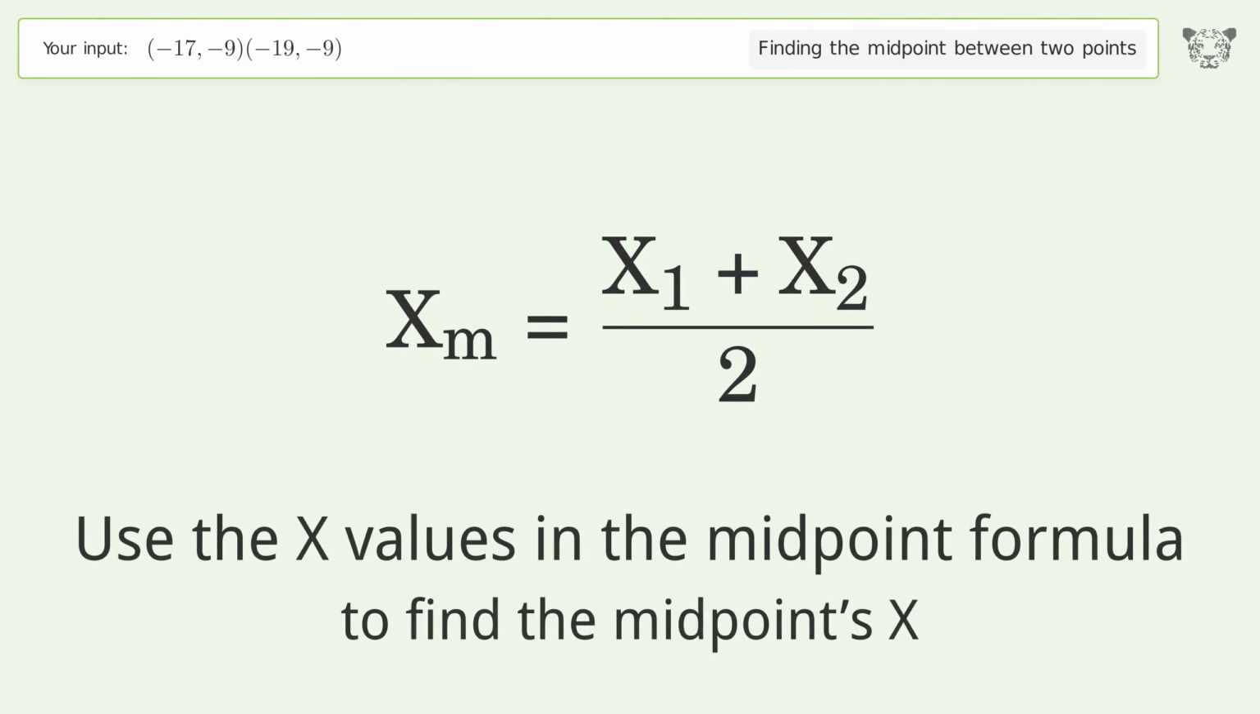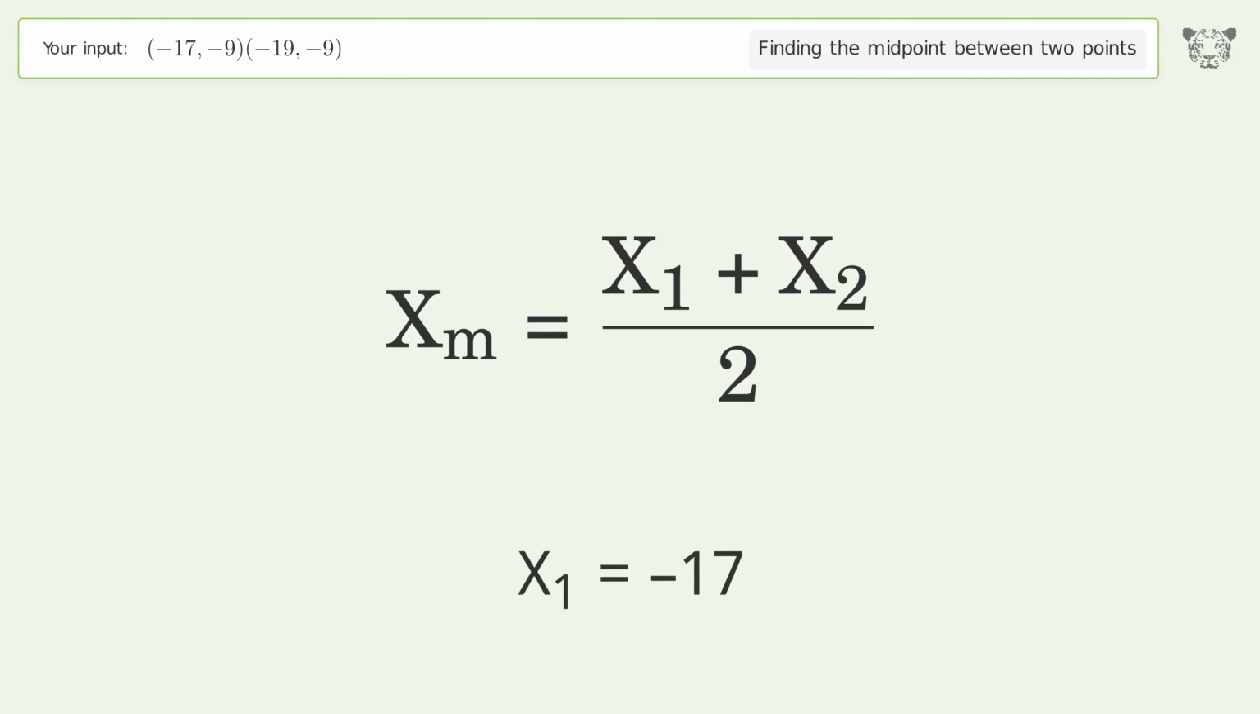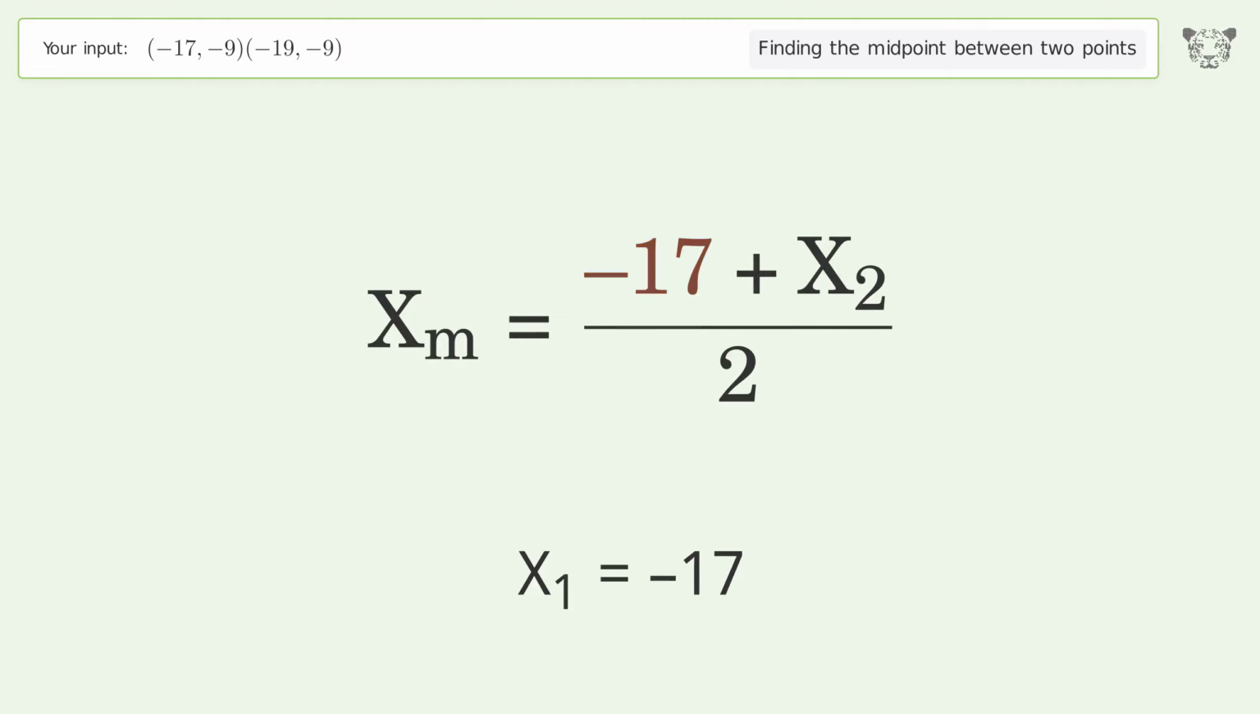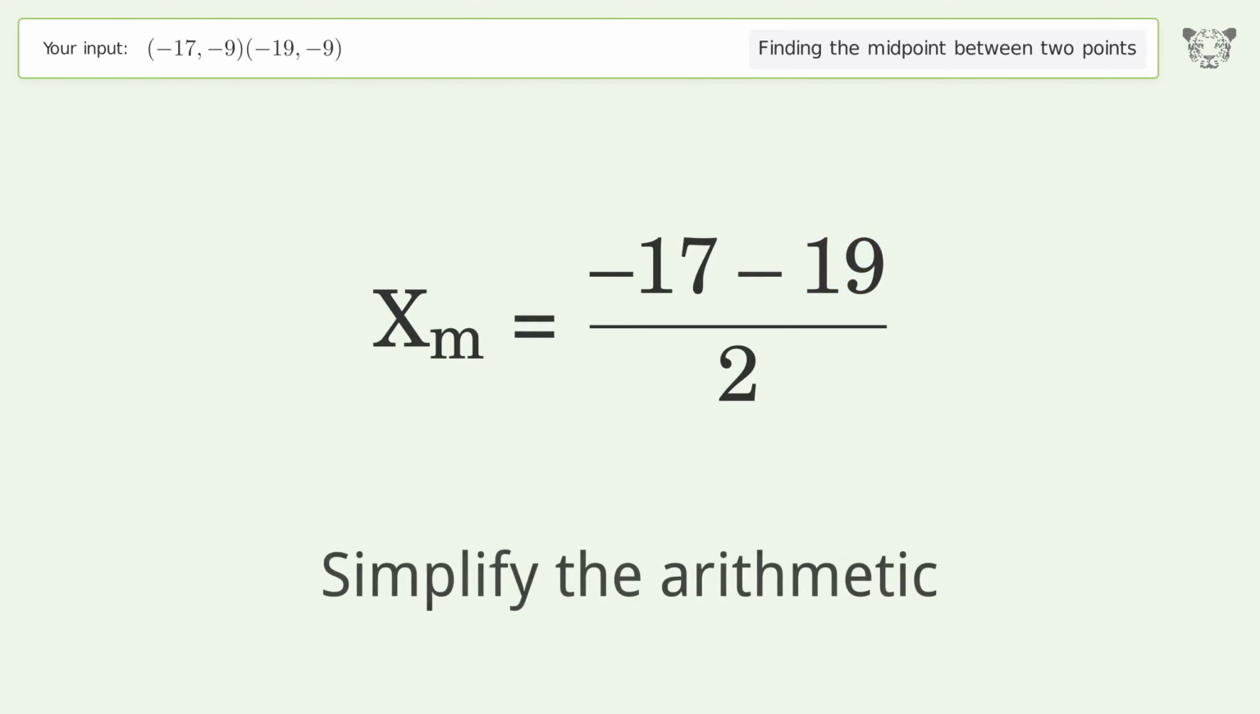Use the x values in the midpoint formula to find the midpoint's x. x1 equals -17. x2 equals -19. Simplify the arithmetic.